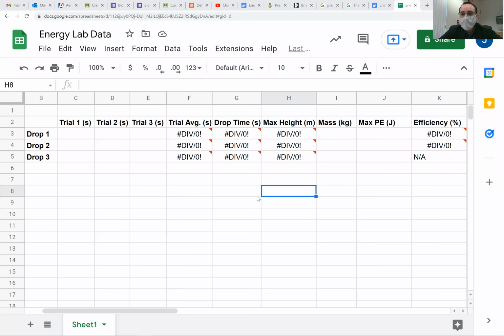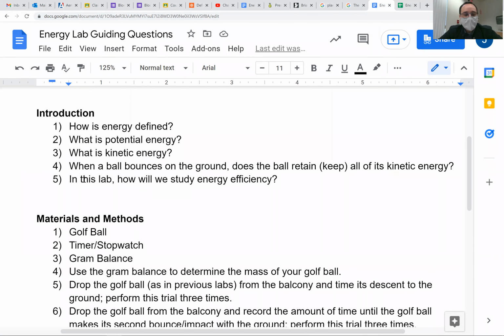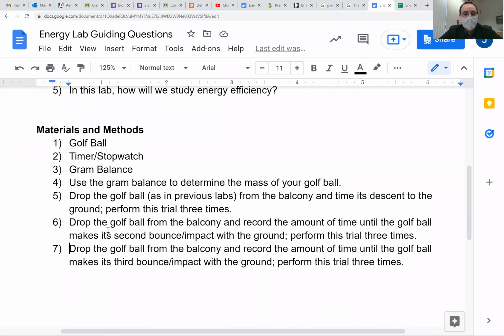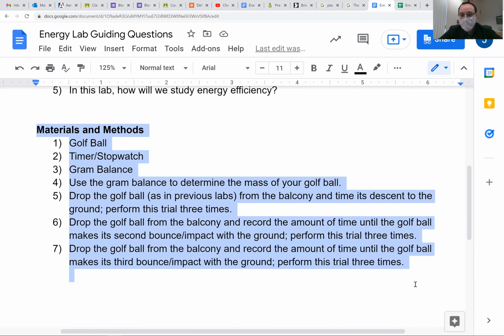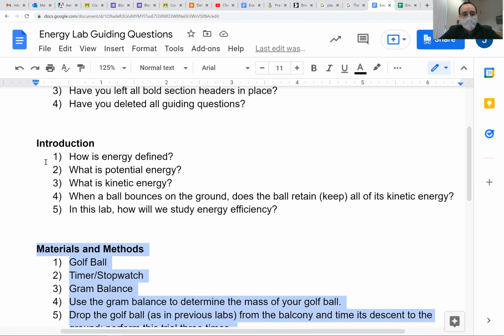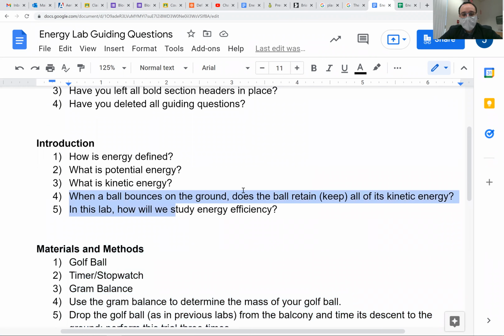Oh, last bit of business. What you're going to turn in are 2 things: this spreadsheet and your updated copy of the introduction. You can turn in the materials and methods with it. Obviously, these get left alone. The only 2 additional questions you're going to need to answer are these, but do go ahead and include your answers to the first 3 guiding questions.